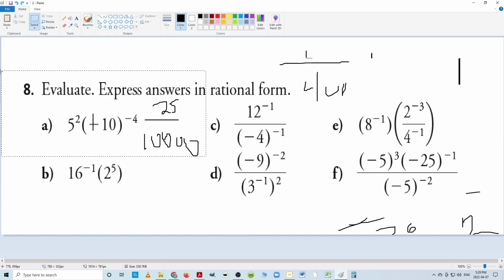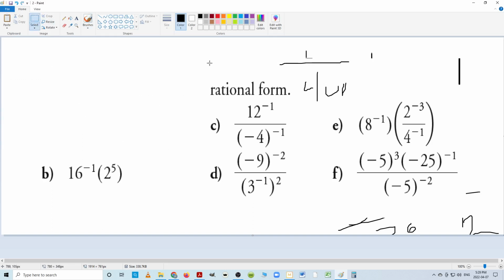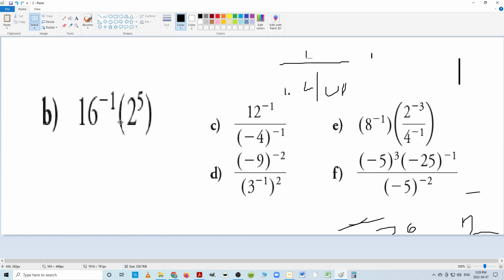So it's just labor intensive. That's all they want on this. Yeah, it's just labor intensive. What about this one? It's 1/16. And whatever 2 to the 5 is over 16. And I imagine they can probably both be divided by something.